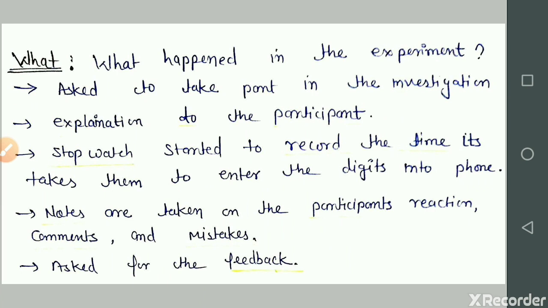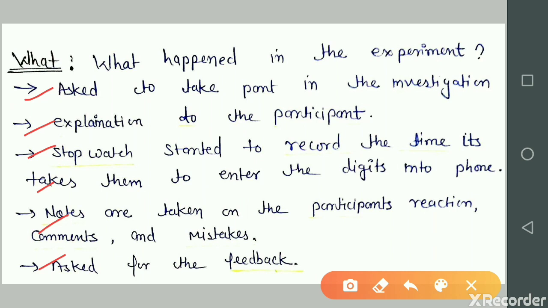And next we have the point what. What happens when students perform the experiments? There are some points related to the what concept. First, they are asked to take part in the investigation, and next is the explanation to the participants. Third, a stopwatch is started to record the time it takes them to enter digits into the phone. Next, notes are taken on the participants' reactions, comments, and mistakes, and the last one is to ask for feedback.